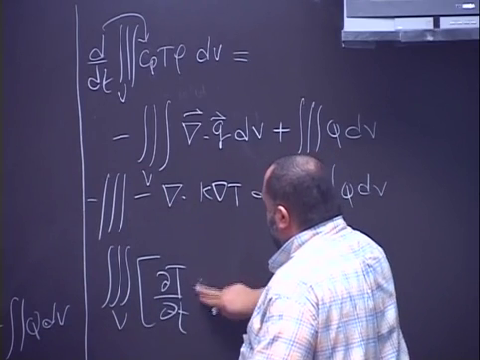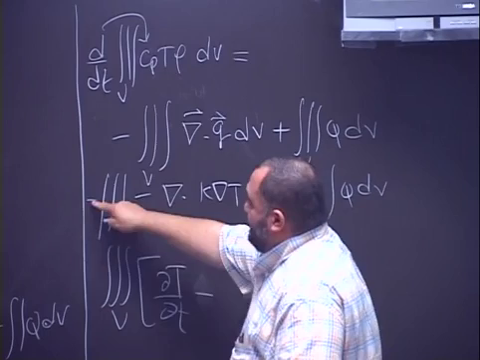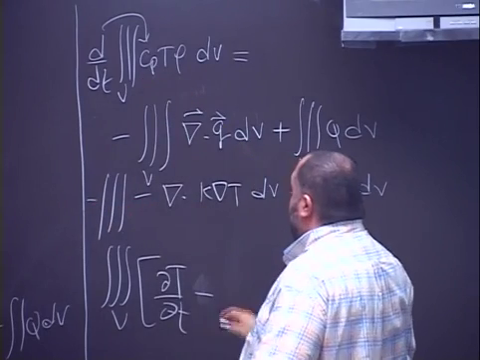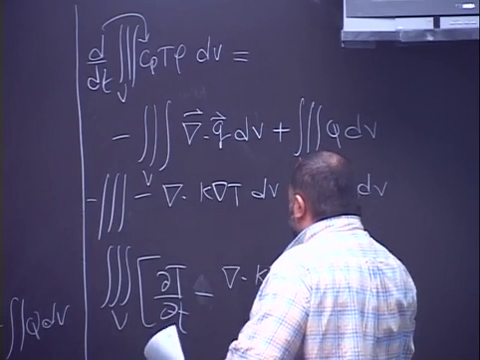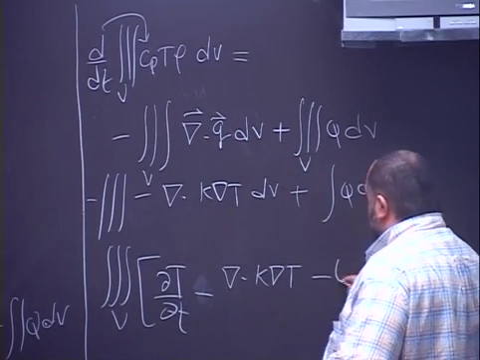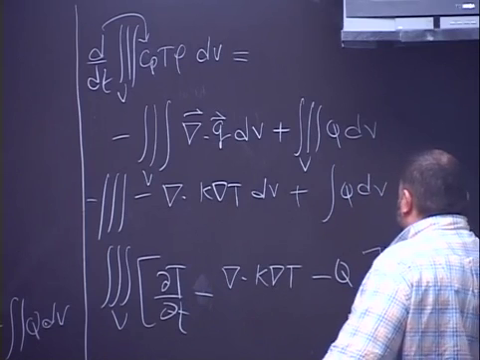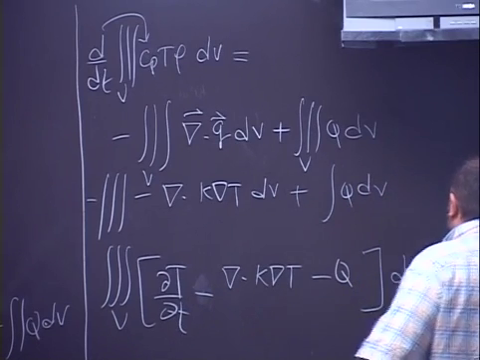Minus, because plus plus is minus, when you move it to the other side it will be minus. Minus what? Divergence of K grad what? Grad T minus Q, all evaluated over the volume equal to 0.